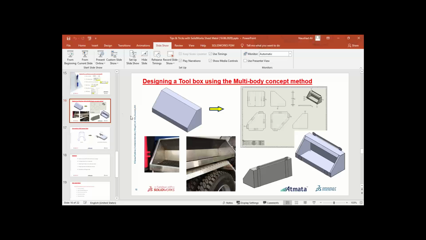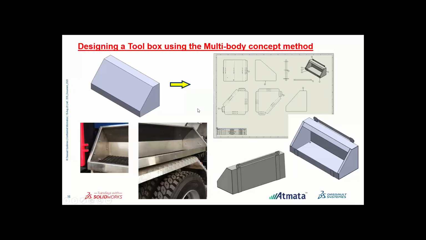Now from the design point of view, I just wanted to show you the multi-body concept. For example, I have a toolbox. This is a toolbox here. So how do I create it using multi-body concepts? This is a challenge for most designers. So how do I start creating a toolbox? How do I start with the first flange, base flange? How do I start with the edge flange? And what are the features I'm going to add to this?